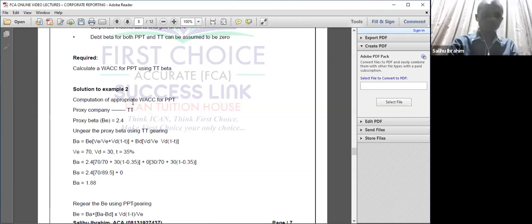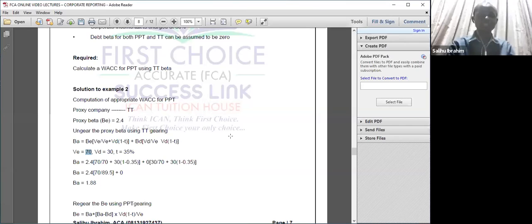Okay. My proxy company, where are you? That is TT. My proxy beta, where are you? You are 2.4. Okay, I ungear it. The procedure I gave you, this is the ungearing formula. And when you slot in, your market value of equity is 70. Okay, let me show you how to quickly compute the market value of equity and debt when you are given a ratio.